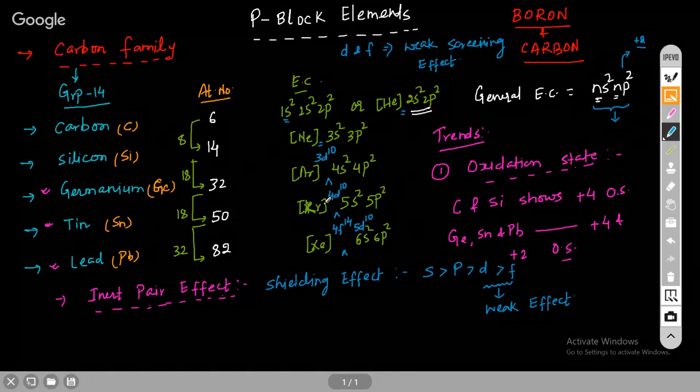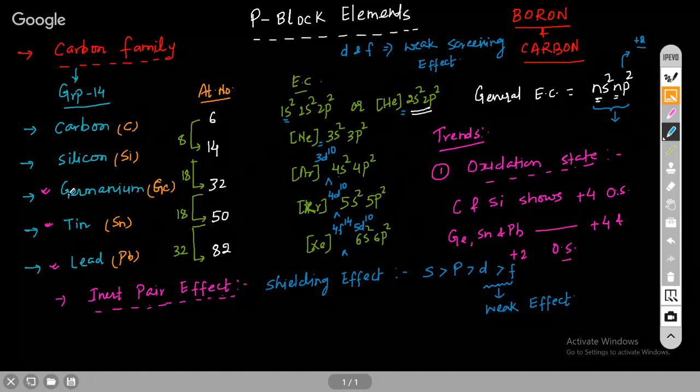Because we have 3d, 4d, 4f, 5d completely filled d and f orbitals, the s and p electrons, two in s and two in p, are strongly attracted towards the nucleus, and this attraction is more dominating over the s orbital than the p orbital. Why? Because the s orbital is closer to the nucleus in comparison to the p orbital.